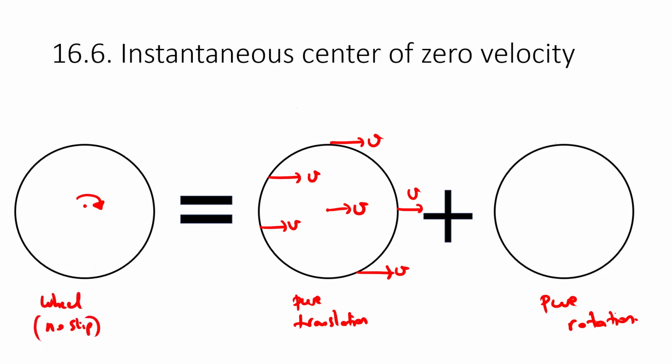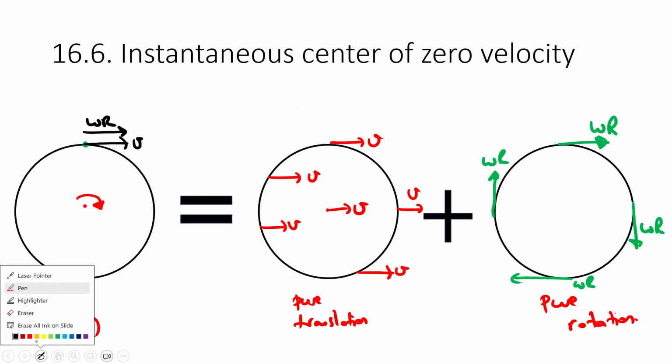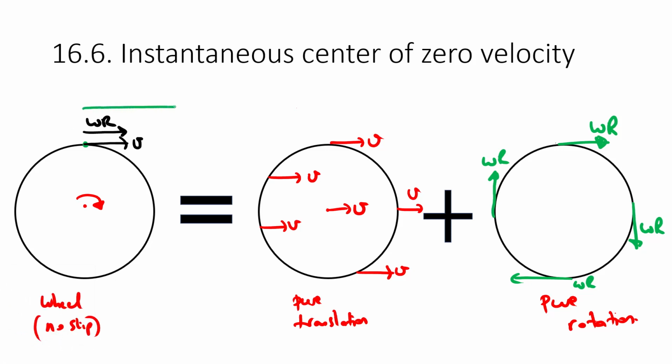The wheel rotates this way, so it has omega r at each of these points. The wheel rotates as well as translates. If I look at this point at the top, we will have the v due to translation, and we will also have the omega r. So what it means is that we have a velocity of 2v, because this v is the same as omega r.